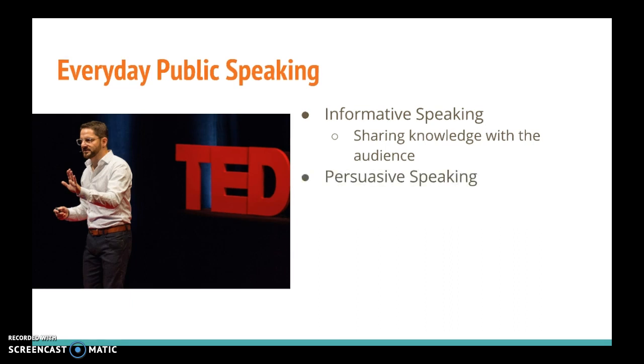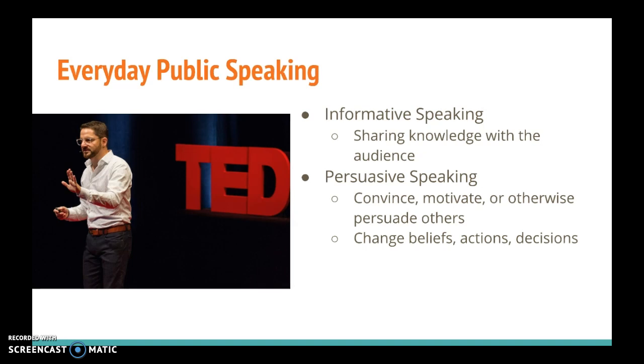In addition, more towards the end of the semester, we will be doing a persuasive speech. So when we are giving those persuasive speeches, our goal is to convince, motivate, or otherwise persuade others. And this is another common reason that we give public speeches. And oftentimes we are trying to get our audience to change their beliefs, their actions, or decisions that they make. So oftentimes we are persuading others to take on some challenging task.